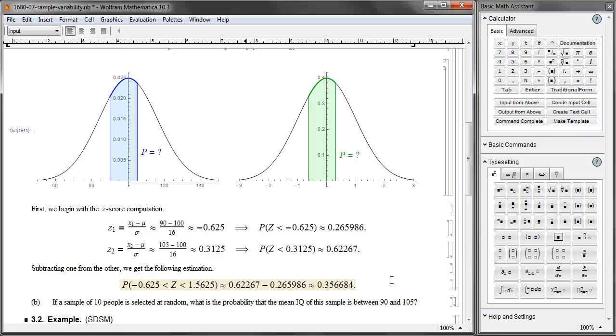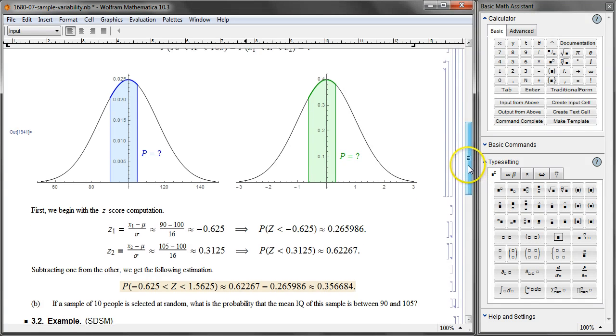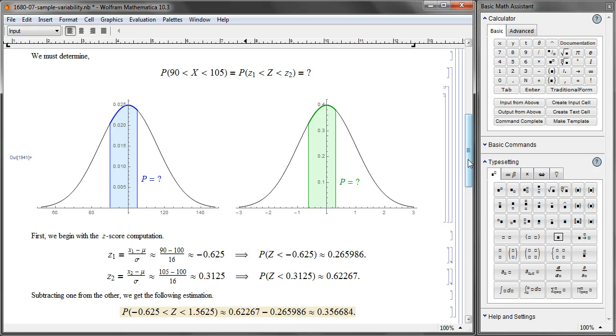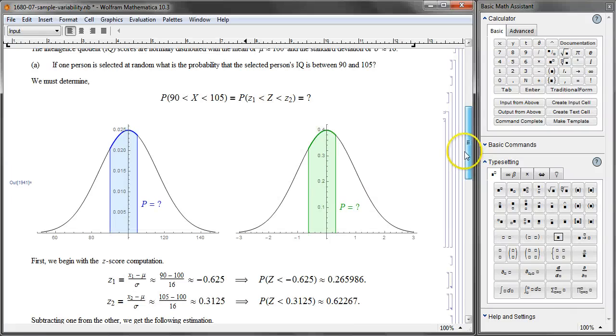In other words, if you select one person at random, what is the probability that he or she will be in between 90 and 105 in terms of IQ? Well, according to this, it is about 0.35 something.